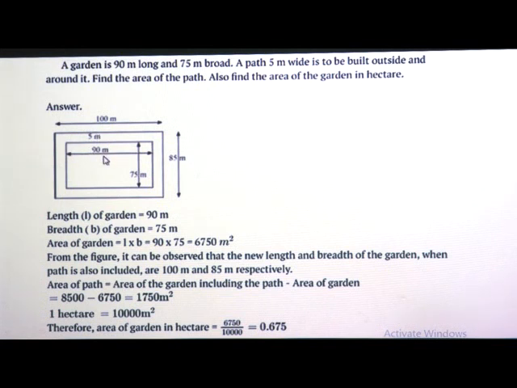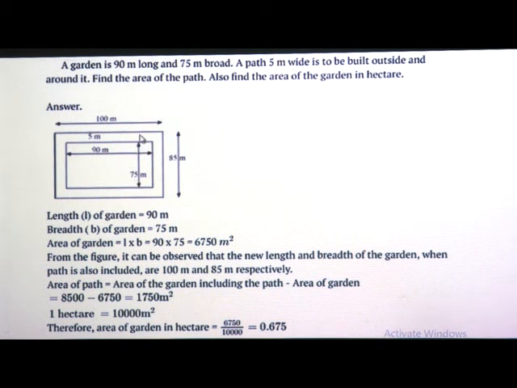So, what will be the total? Now, why is it 100? I will tell you. Here this is 90. Now, this is also 5 meter and this is also 5 meter. So, 90 plus 5 and 5 is 100. 90 plus 5 is 95, plus 5 is 100. It is around. Now, the same for the width, which is 75.